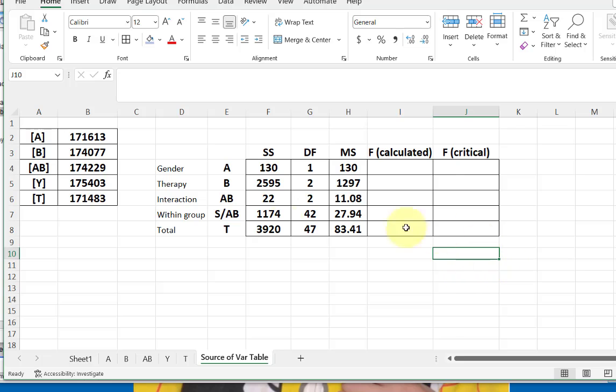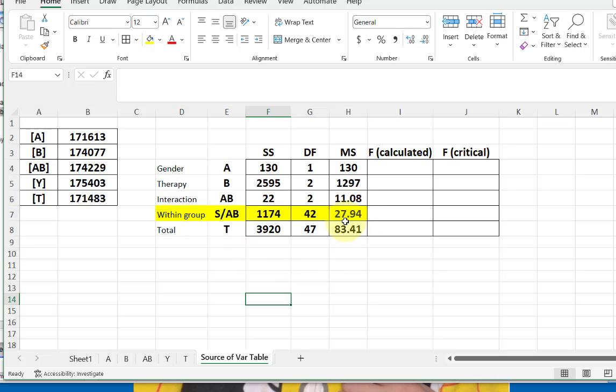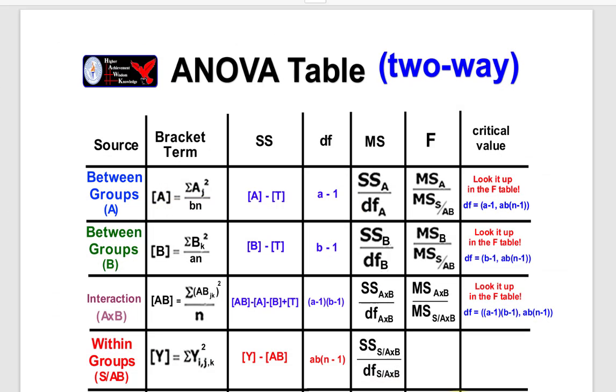Very important. This is your error term. This is the one you're going to be dividing everybody by. I will make it yellow. So again, this is going to be your mean squares within group. This is the one you're dividing everybody by. So let's take a look at these bad boys here. The first one is the mean square A, that's this number, divided by the mean squares of the within group, and that's this number, right?